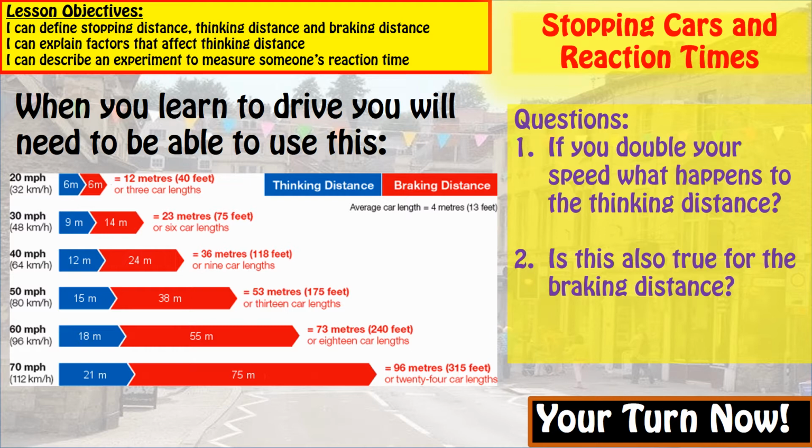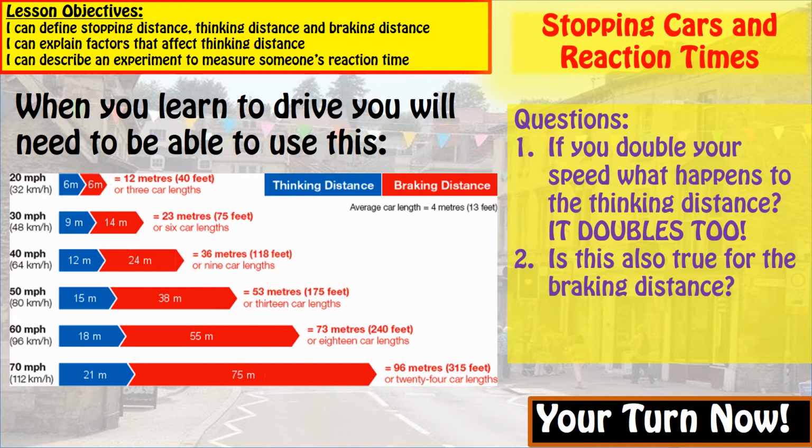Okay, let's have a look at some answers then. So if you double your speed, what happens to the thinking distance? Well, let's have a look at 20 miles per hour. The blue thinking distance is 6 meters. And at 40 miles per hour, so we've gone twice the speed, the thinking distance is 12 meters. So yes, it does double. Okay, so if you double your speed, you double the thinking distance. If you triple your speed, you triple your thinking distance. And it's what we call a linear relationship.